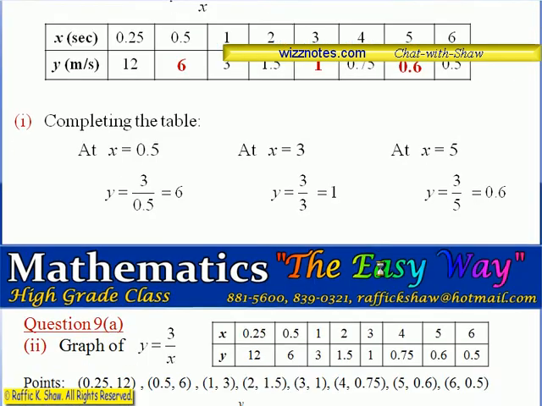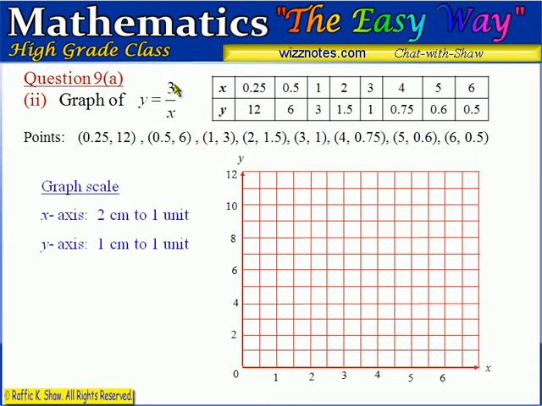Let's move down now to part 2. Part 2 wants us to draw the graph of this function for these values of x, and we're required to use a scale on the x-axis of 2 centimeters to 1 unit, and on the y-axis 1 centimeter to 1 unit. And you can see that I've already scaled this graph. On the x-axis, 2 centimeters is 1 unit, and on the y-axis 1 centimeter is 1 unit, and therefore 2 centimeters is 2 units on the y-axis, and those are the scales.